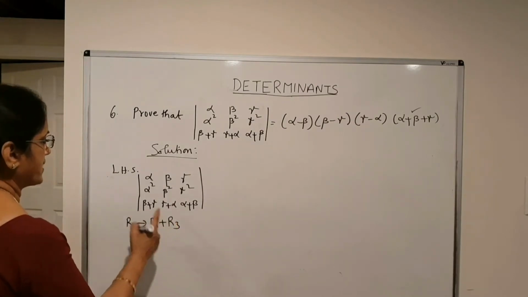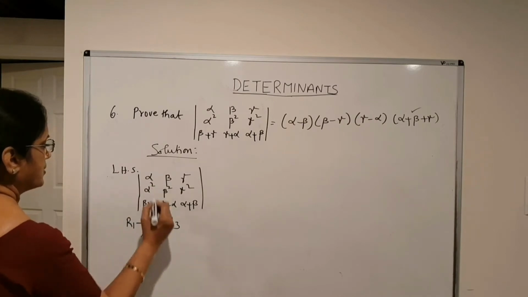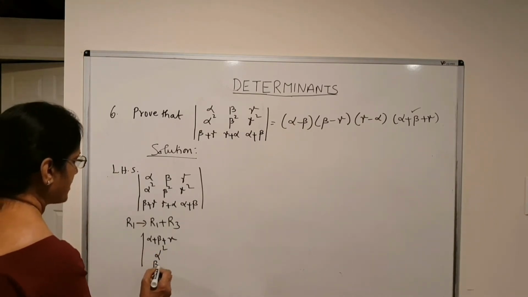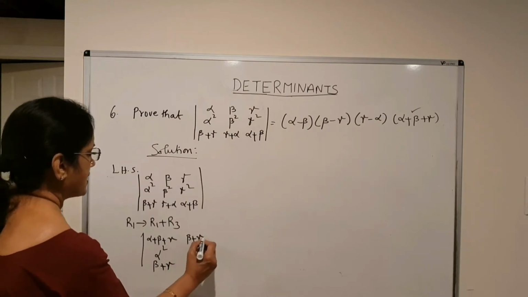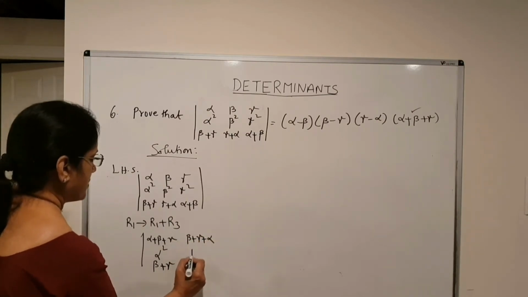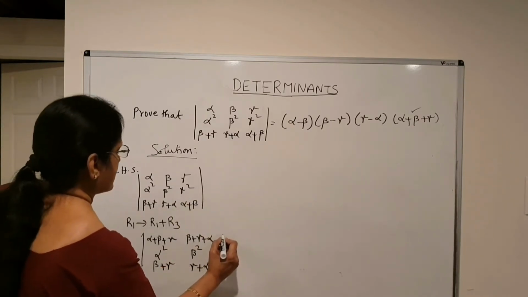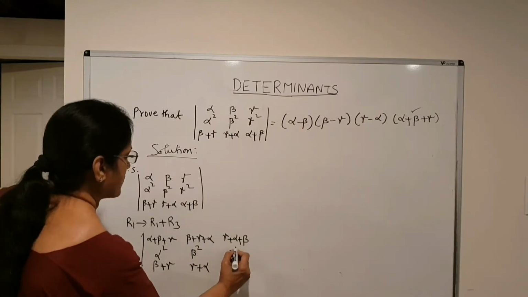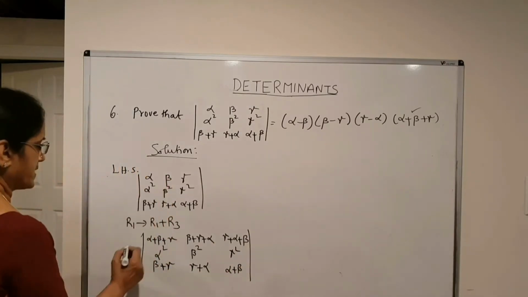Once I do this operation, this determinant is nothing but the determinant alpha plus beta plus gamma, then alpha square, beta plus gamma. Here also you will be having beta plus gamma plus alpha, beta square, gamma plus alpha, then gamma plus alpha plus beta, gamma square, alpha plus beta. Now, this is what I am getting.